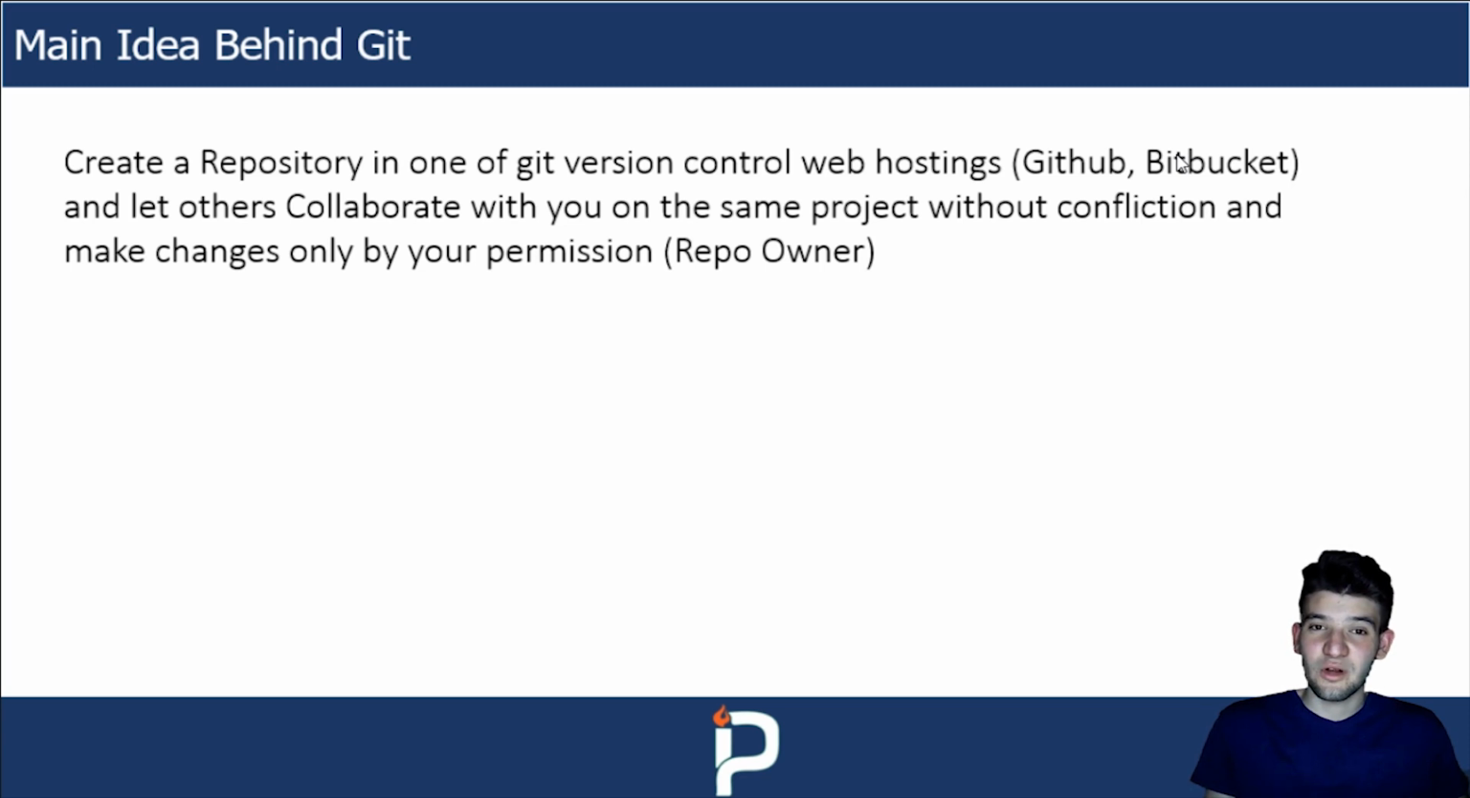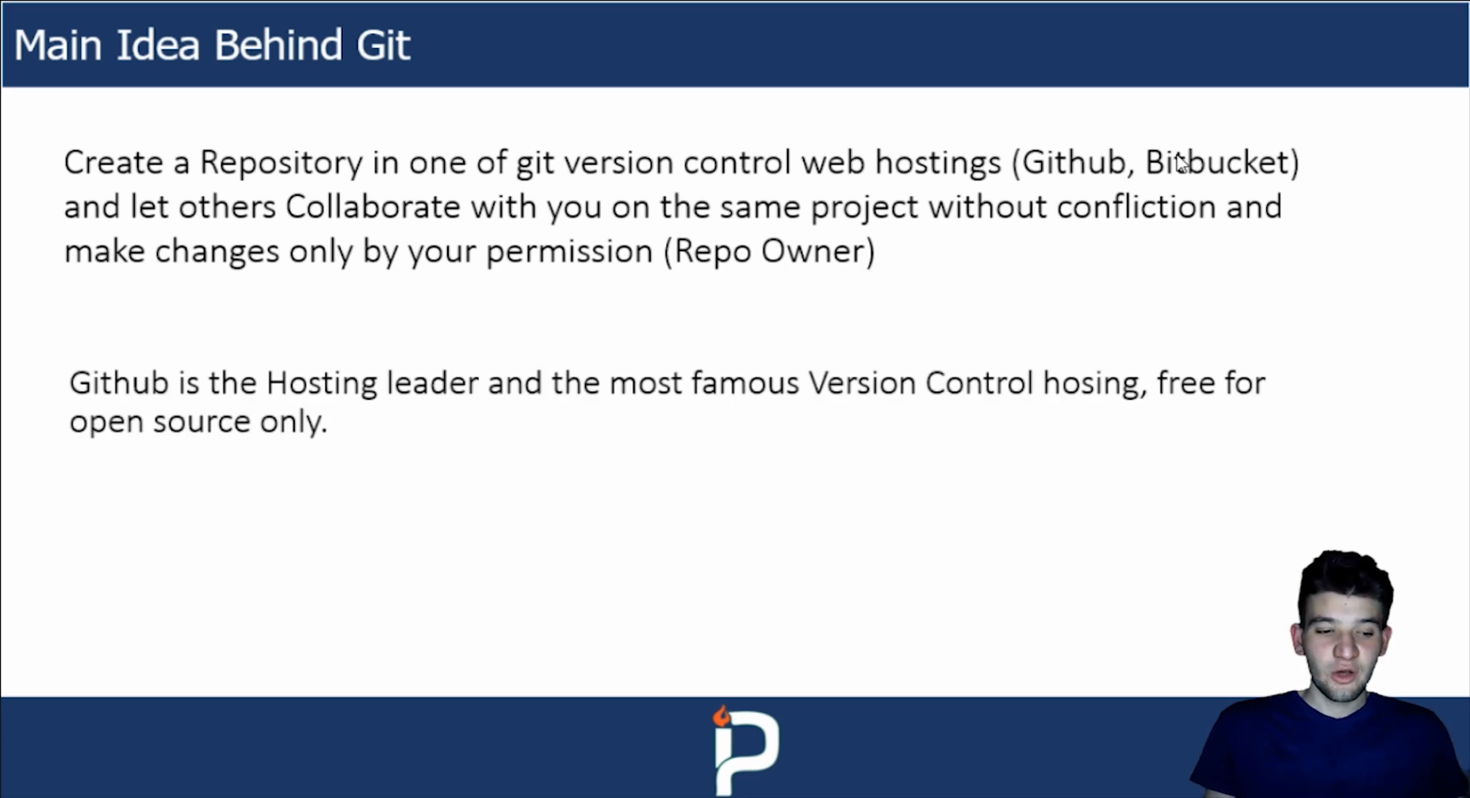Also, the teams can work together and change pieces of code. The whole team is working on the same code project, each one working on a separate feature, then merging all the features to make the website or something like this without code conflict. Each one of them has their own version without conflicting with the others. GitHub is the hosting leader and the most famous version control hosting. If you don't know it, you probably know about it. It's free for open source only.